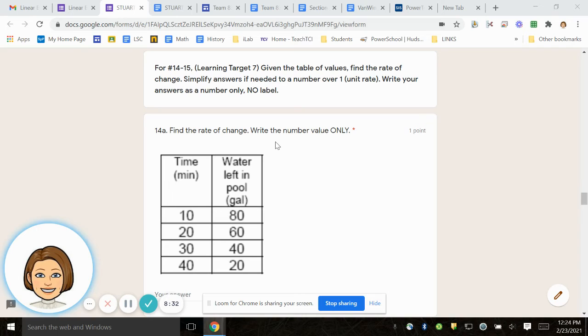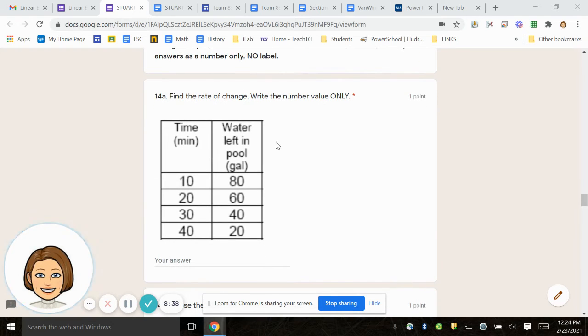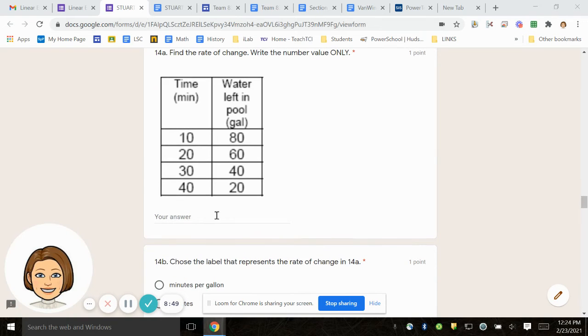Numbers 14 and 15, you're going to be using a table to find the rate of change. Again, write only the number value first. So for number 14a, what is the rate of change? You have time as your x and water left in the pool in gallons is your y. Just write the number.